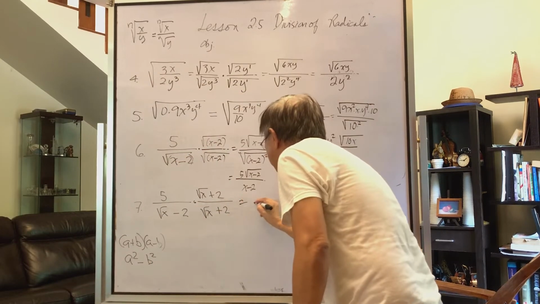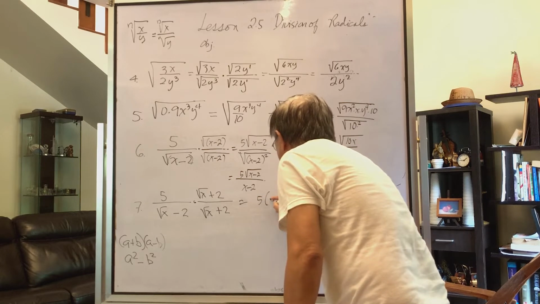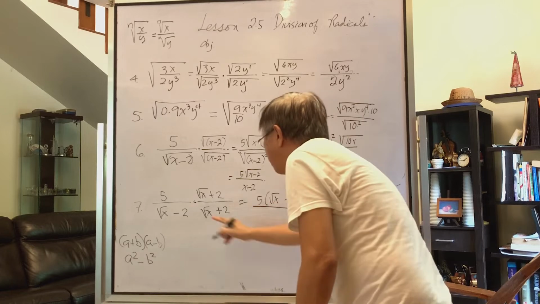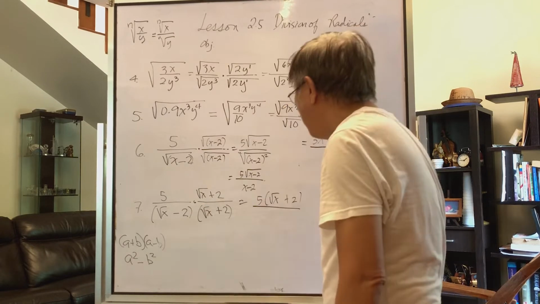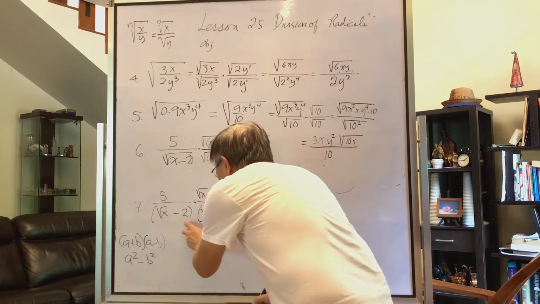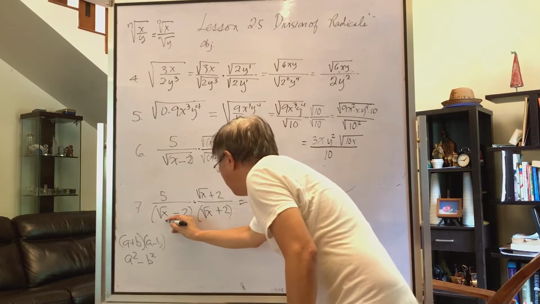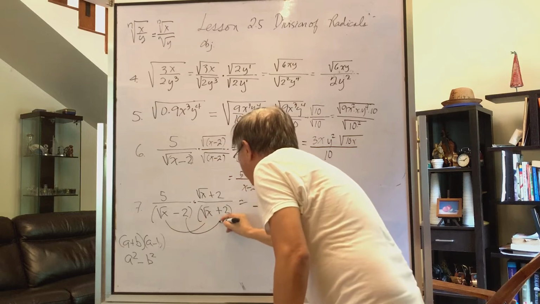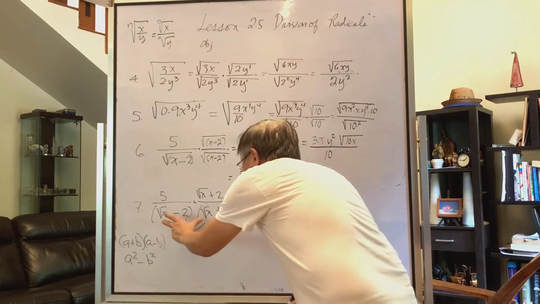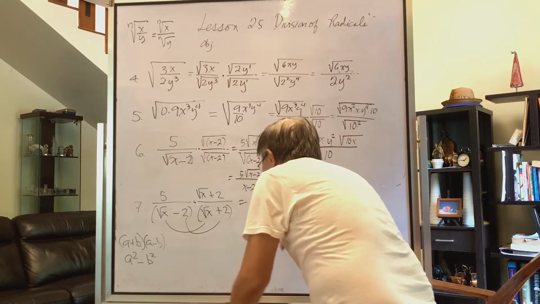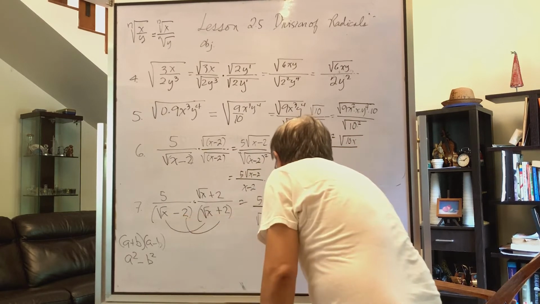Multiplying the numerators, we get 5 times square root of x plus 2, and the denominator will give me a product of the sum and the difference of two terms, which will not give me a middle term. Instead, it just gives me the product of the first terms and then the product of the second terms.